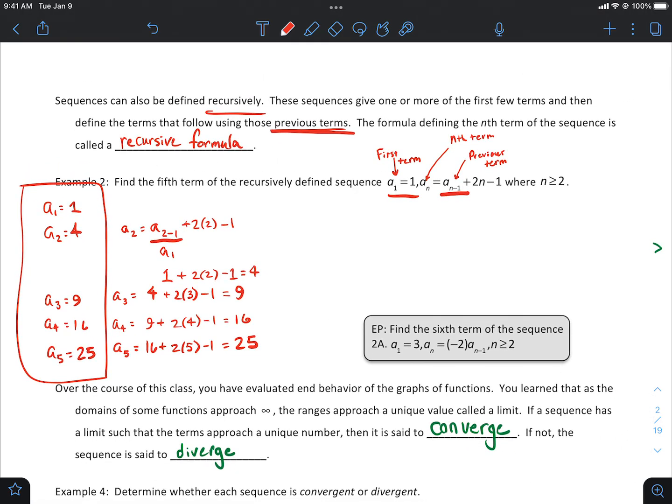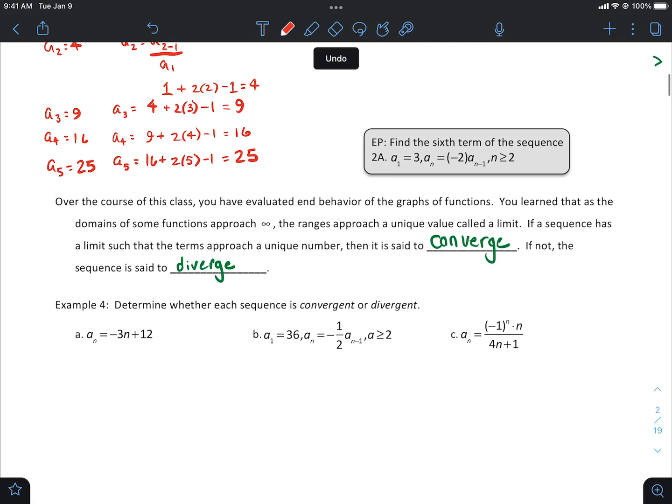Okay. All right, let's look here. I think we do deal with another recursive formula in a second, but we'll get to that in just a moment here. Over the course of this class, you've evaluated end behavior of the graphs of the functions. And you learned that domains of some functions approach infinity. And then the ranges approach a unique value, and sometimes we'll call them a limit. I think I've said in previous classes where they level off at.